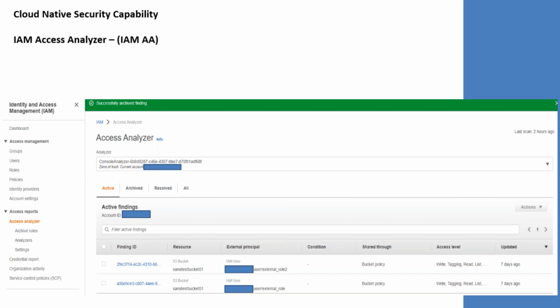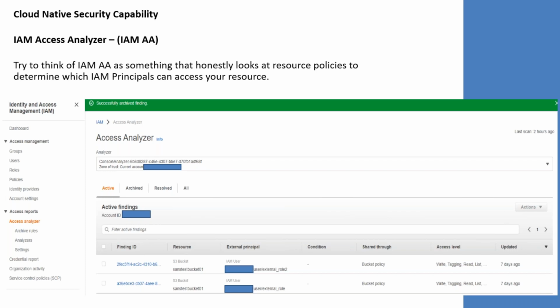When I train other folks and explain this to them, it makes sense because you're really looking at the resources and then looking through that resource to see what principals might be able to access it. Here we have a sample finding of that same SANS test bucket with those external roles that I talked about earlier. You can see that they have access to the bucket in the finding ID, and it also provides the access level that that user has.